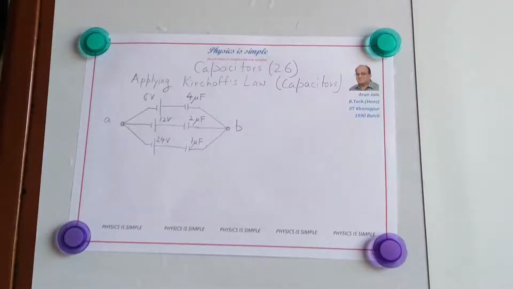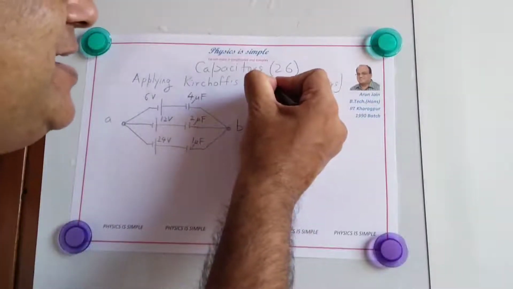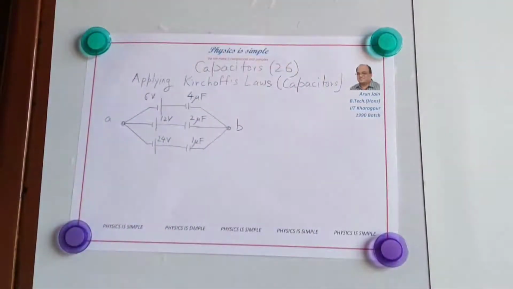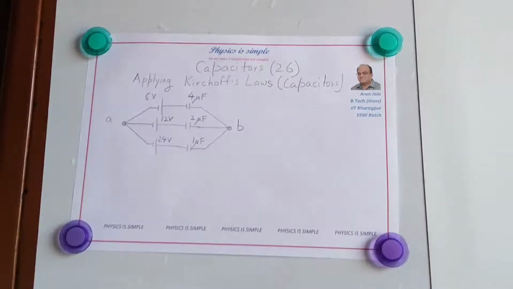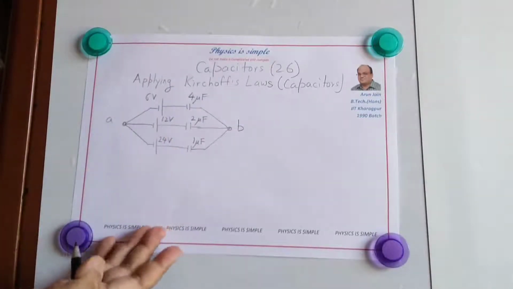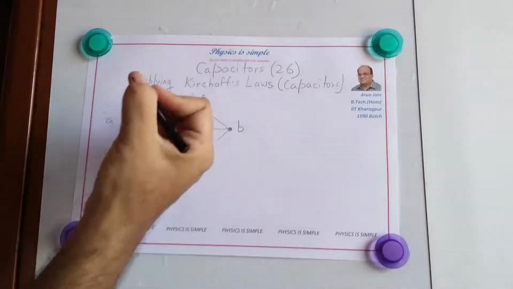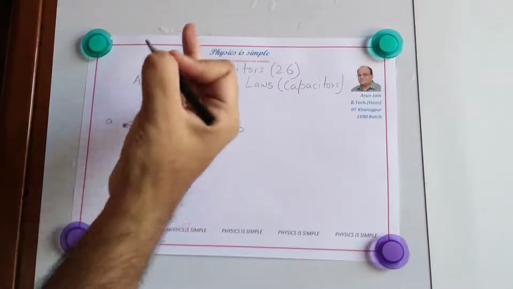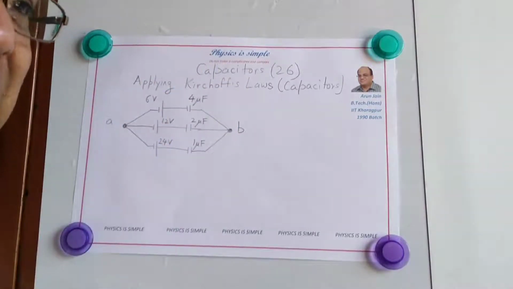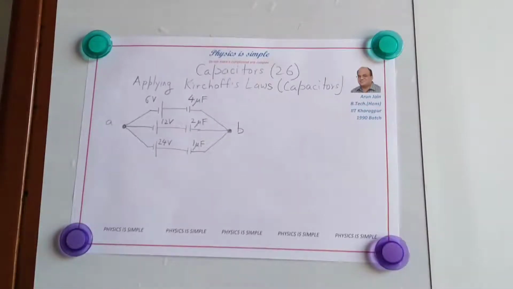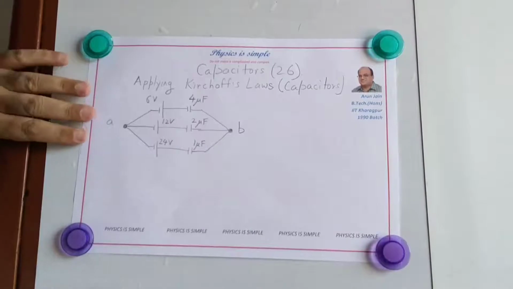So here we'll learn how to apply Kirchhoff's laws, which we'll be learning in the current electricity chapter, in the case of capacitors. So basically, let us try to understand the basics. This is some circuit, and this is one point A, this is one point B, and you've got batteries or cells and capacitors.